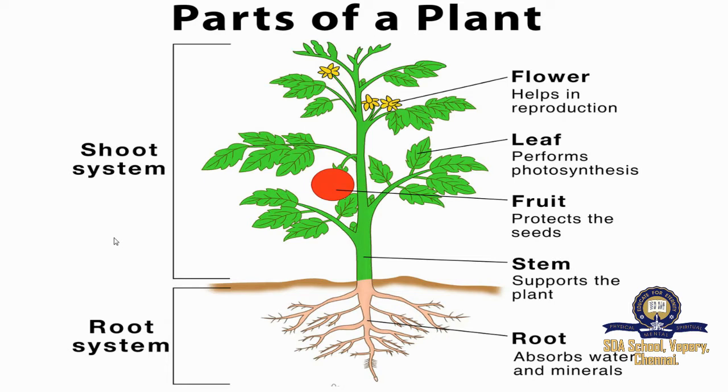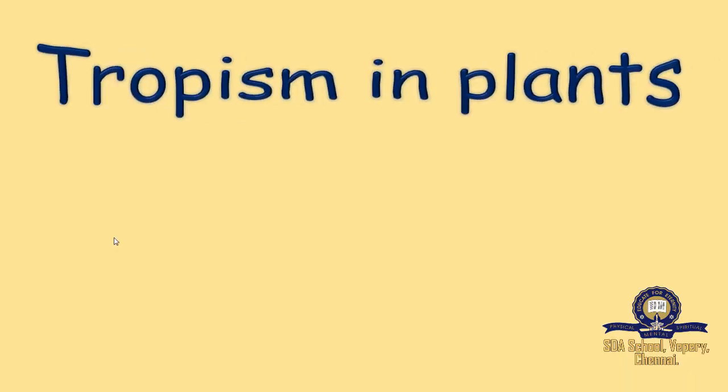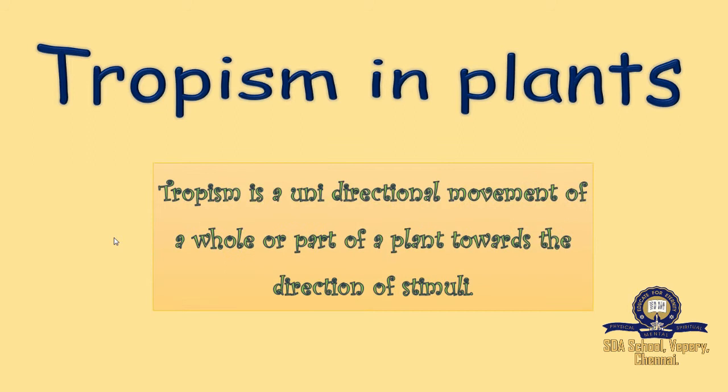Yes. So under tropism, we have five categories. Let's see one by one. Before that, what is meant by tropism in plants? Tropism is a unidirectional movement of a whole or part of a plant towards the direction of stimuli. So this is the basic definition of tropism in plants.